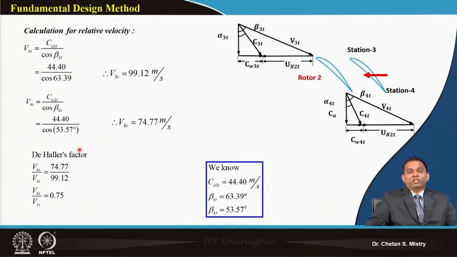Now, as we have discussed, we are looking for our relative velocity ratio or de Haller's factor. So, we will calculate my V3 at the tip and my V4 at the tip, and that is coming 99.12 meter per second, and V4 is coming 74.77. Okay. If you keep an eye on these numbers, you will realize my V3 is higher, my V4 is lower, and that gives me my relative velocity ratio as 0.75.